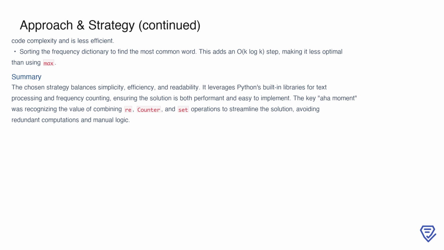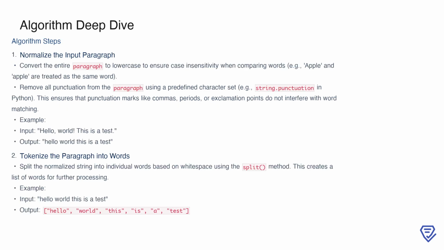By leveraging Python's built-in libraries, such as re, Counter, and set, we streamlined the solution, avoiding redundant computations and reducing the likelihood of errors. The key insight was recognizing how these tools could be combined to handle text processing, frequency counting, and banned word filtering in a highly efficient manner. This approach ensures the solution is not only performant but also easy to understand and implement, making it an ideal choice for this problem.